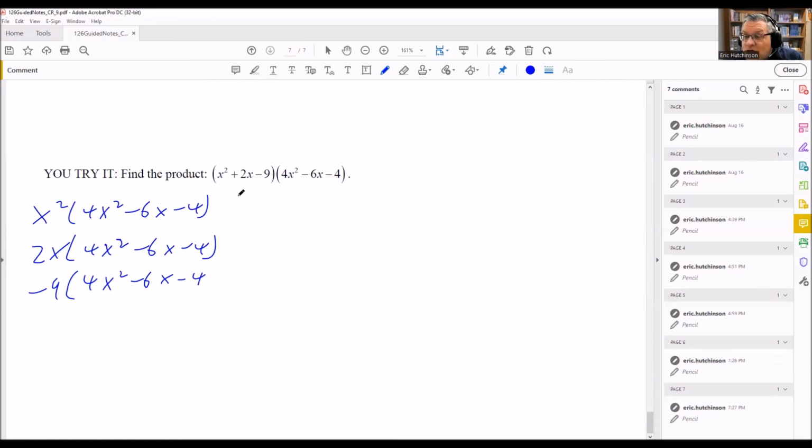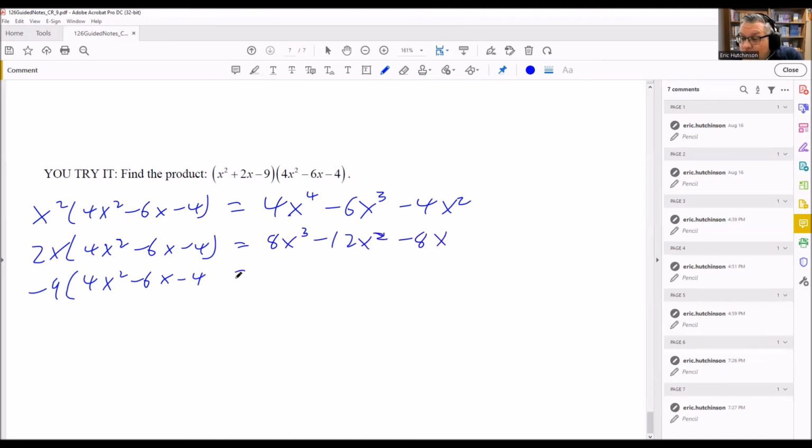Okay, so x squared times the first one, we get 4x to the 4th power because you're adding the exponents together. Next, we have a minus 6 times x squared. That's going to give you negative 6x cubed because you add the exponents again there. Then minus 4x squared. Now we come down to the second one. We're going to do 2x times that is 8x cubed minus 12x squared minus 8x. It's supposed to be a square.